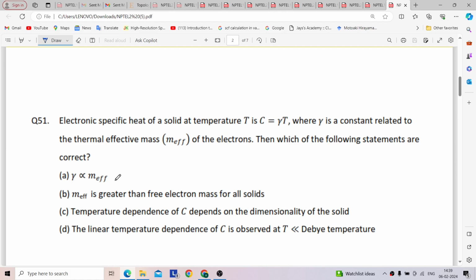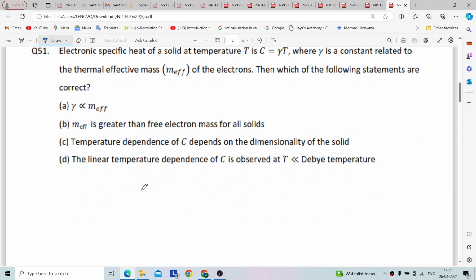And there are four options. Gamma is proportional to M effective. M effective is greater than free electron mass for all solids. Temperature dependence of C depends on the dimensionality of the solid. The linear temperature dependence of C is observed at T very less than the Debye temperature. So these four options are given here, and now we have to choose that one or more than one options are correct.